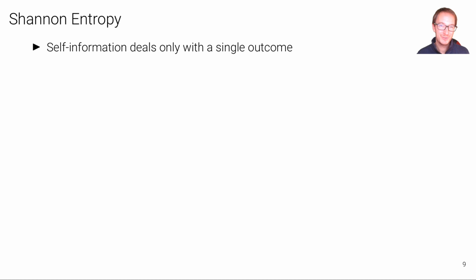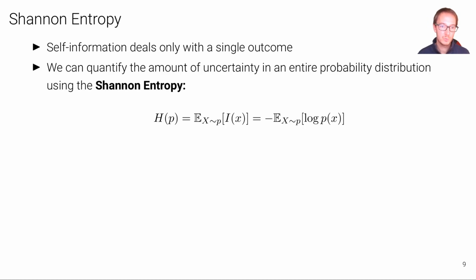Let's now move on to entropy, so-called Shannon entropy. Self-information, as we've seen it, deals only with a single outcome. But we can also quantify the amount of uncertainty in an entire probability distribution. And we do this using the so-called Shannon entropy. We write Shannon entropy as H of some probability distribution p of x. And it is defined as the expected self-information when x is sampled from that distribution.